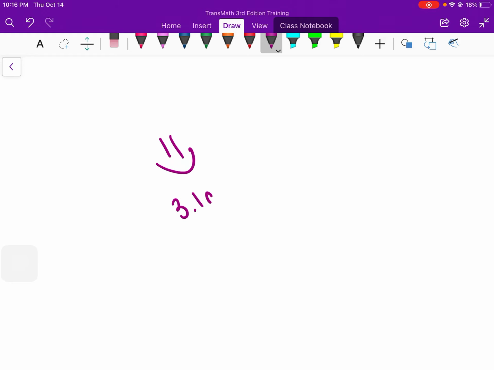Please do the 3.1C worksheet attached to this note file. And then I would like you to submit that worksheet as well when you are finished.